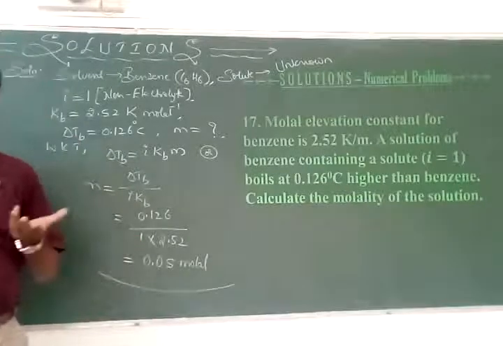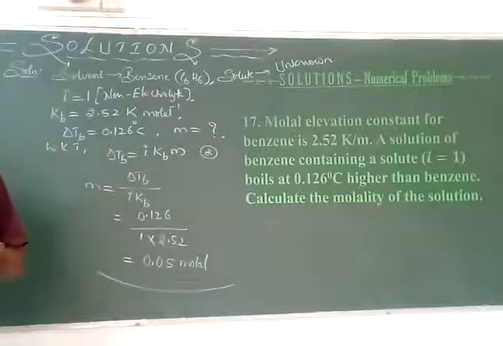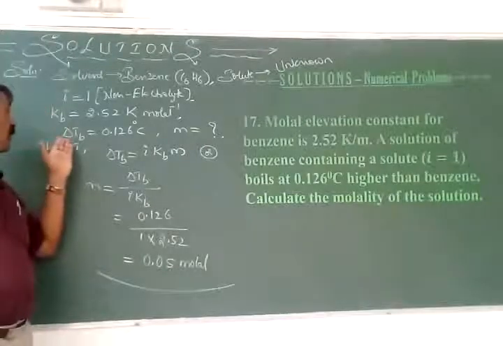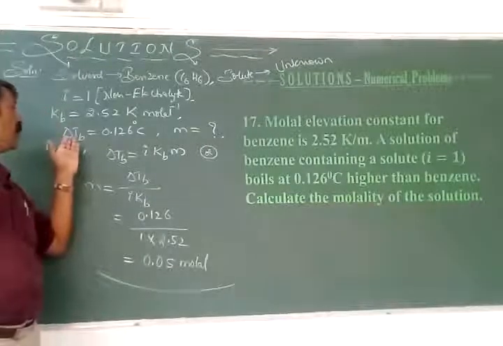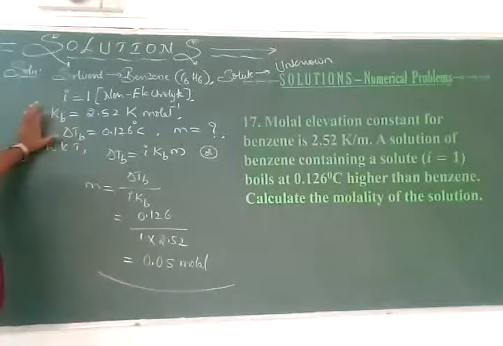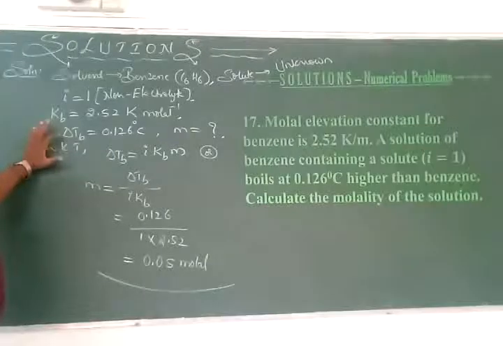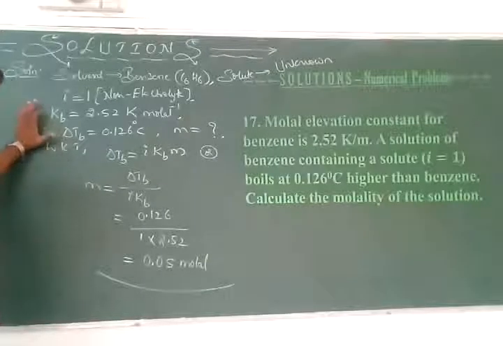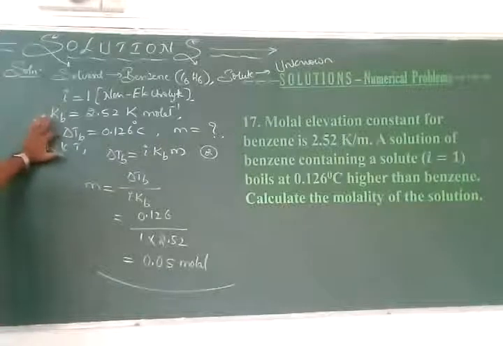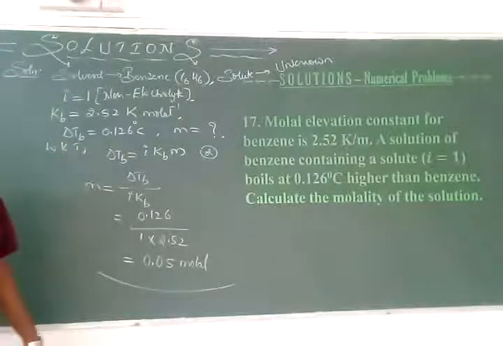There, the Kf value is given, molality is given, and we calculated the depression in the freezing point. But here, the elevation of boiling point constant is given, and the elevation in boiling point is given. We have to calculate the value of molality. This is the elevation of boiling point constant, also called the ebullioscopic constant, molar elevation constant or boiling point constant, and this is the elevation of boiling point.